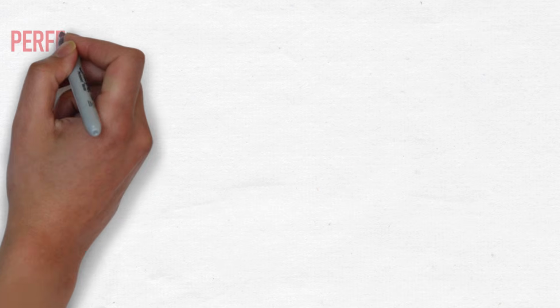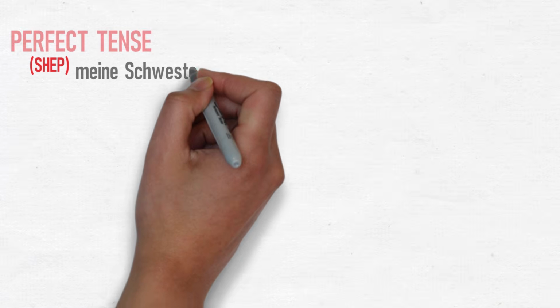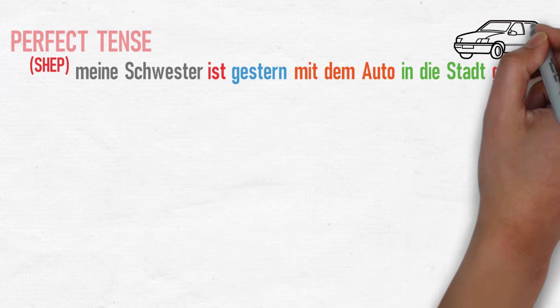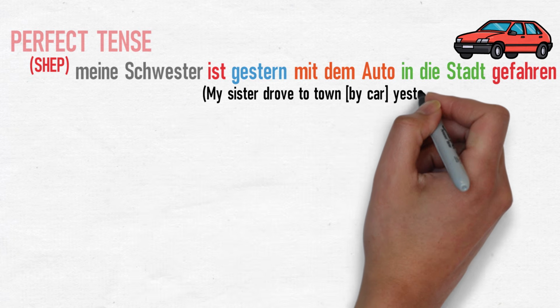Now, a perfect tense sentence using the Shep word order. Meine Schwester ist gestern mit dem Auto in die Stadt gefahren. My sister drove to town, by car, yesterday.